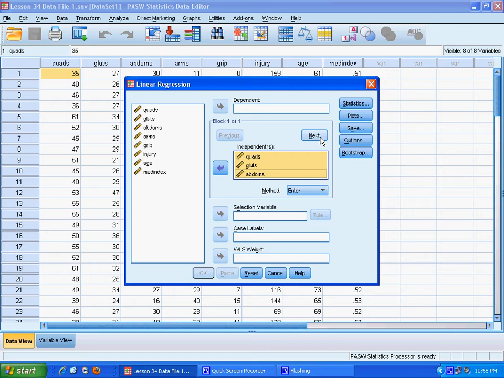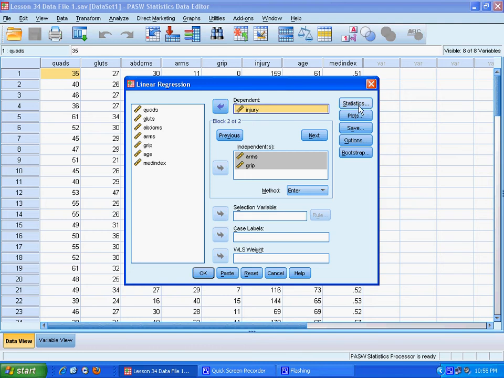Once they appear in the independent box, we're going to click Next, and then we're going to click the second set of predictors, and this second set will be arms and grips. And we're going to move that again over to the independent box. And next we're going to click on injury and move it over to the dependent box.